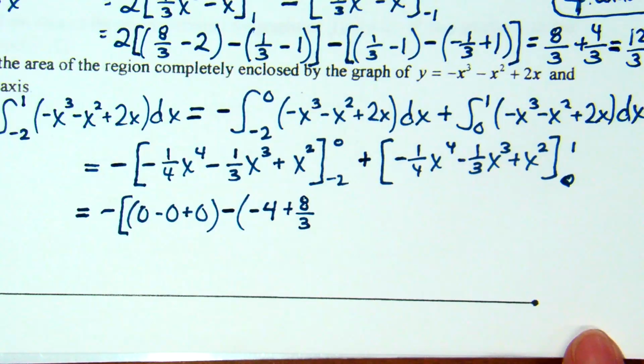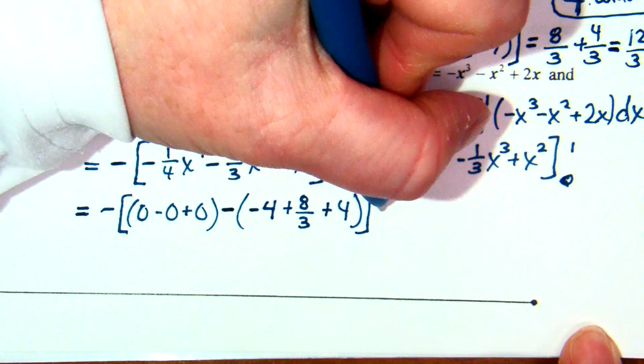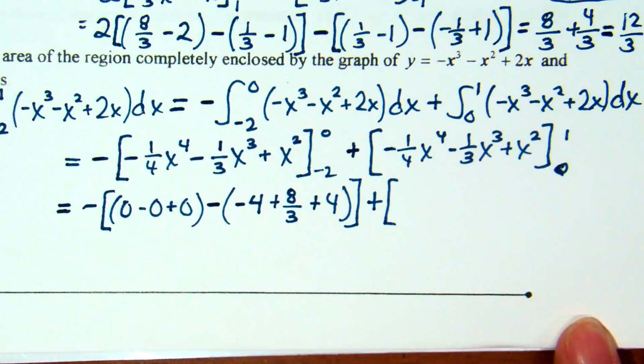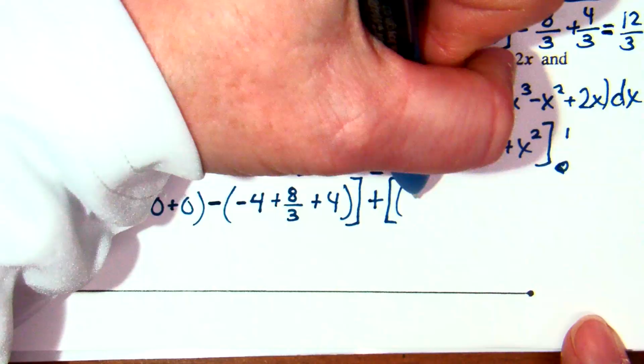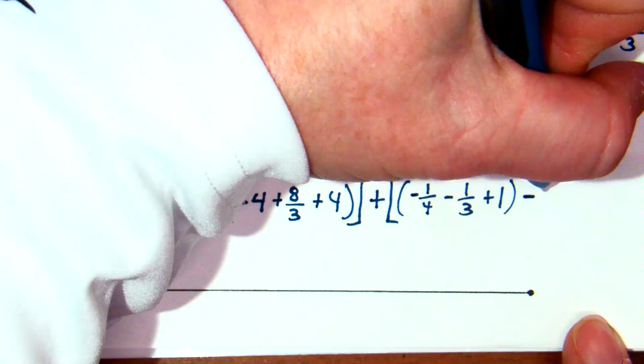Now, this time, what do we put in first? 1. When we put in 1, what am I going to get with my 1s? Okay, negative 1/4 minus 1/3 plus 1. And then minus, and what do we put in next? 0. And we really like that because it all turns out to be zeros. And you could just write 0 there, not even write anything, but okay.